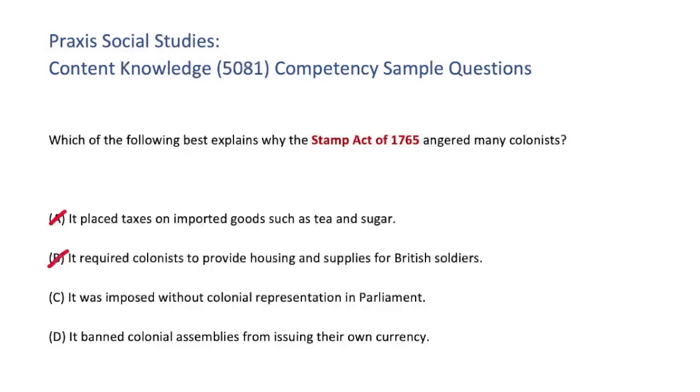We can rule out option B because it points to colonists being required to house soldiers. That was known as the Quartering Act. Option D says it banned colonial assemblies from printing their own money, and that was known as the Currency Act, so that would not be our best choice. That means the correct choice was option C. The Stamp Act of 1765 angered many colonists because it was imposed without colonial representation in Parliament. Colonists felt their rights were being violated, hence the famous phrase, "no taxation without representation."